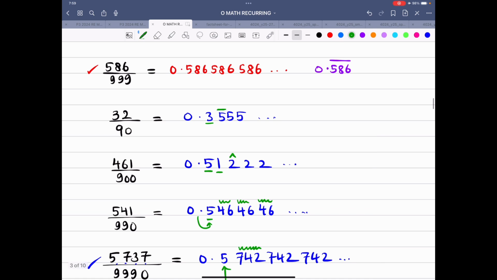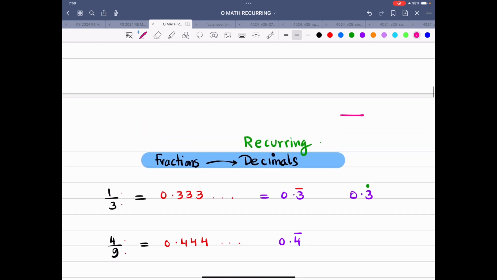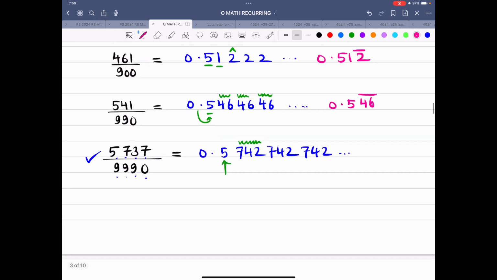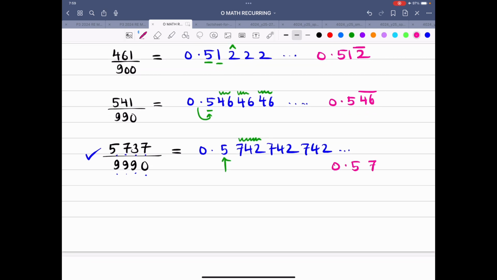So therefore, what I can do is write this as 0.35 with a bar at the top. Over here, 0.512 with the bar at the top. We put a bar where? At the repeating part, whether it is one single digit or a group of digits. Over here I can write this as 0.5464646, so let me remove this extra 46 and put a bar at the top. Over here this is 0.5 and then 742. This part is being repeated and we are writing it over here.